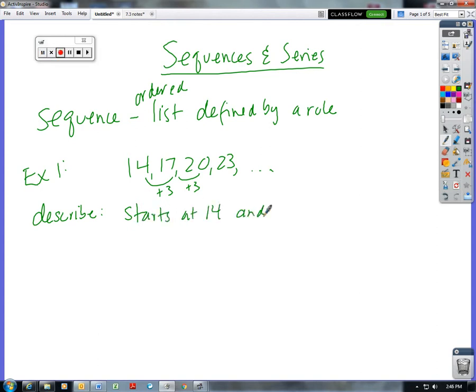So you would say it starts at 14, and you add 3 each time. Add 3 to get each subsequent term. I'm trying to make it sound nice. And then you could also describe whether it's infinite or finite. So it's infinite, it goes on forever. And that's that.